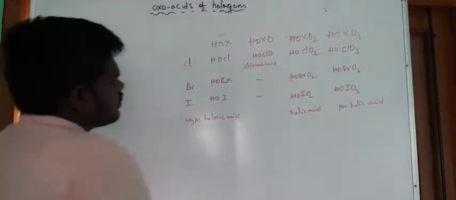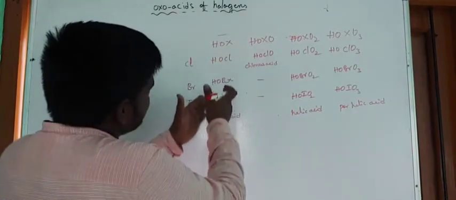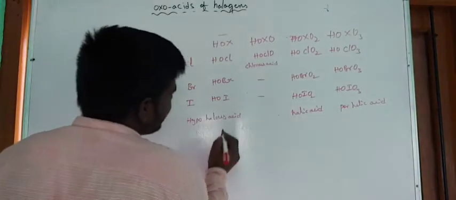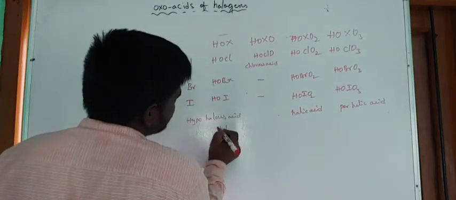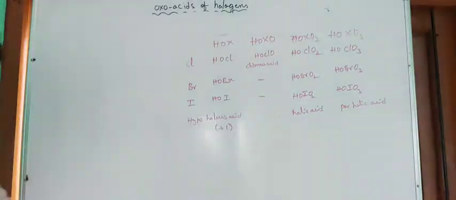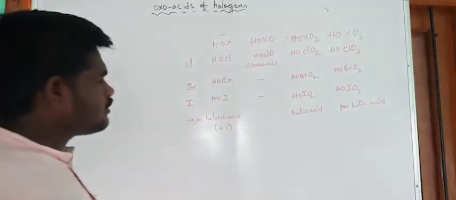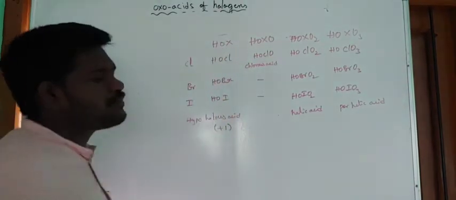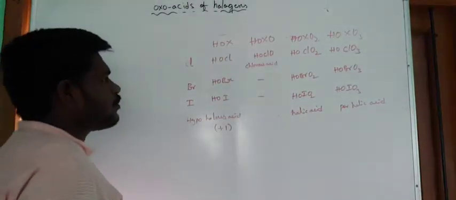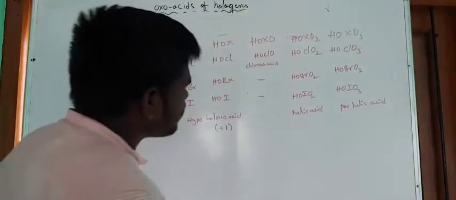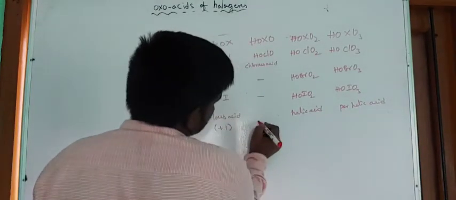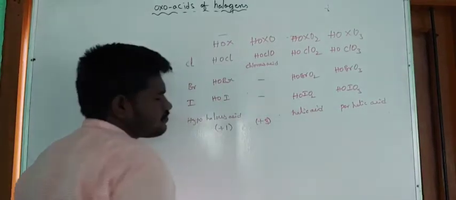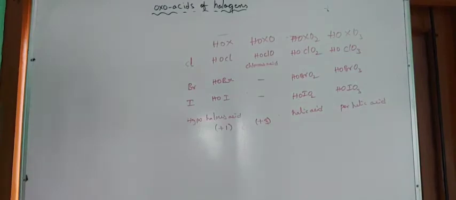And next one, here these are the hypohalous acids. In hypohalous acids, each halogen contains +1 oxidation state. Upon the chlorine, +1 oxidation state present. Upon the bromine, +1, and upon the iodine also +1 oxidation state present. And here in HOClO, Cl has +3 oxidation state.